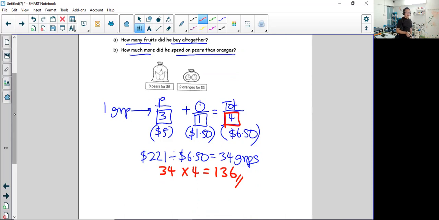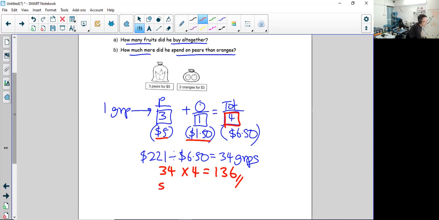See? So once you get how many groups, which is the purpose of the grouping method, you can actually use the number of groups to solve anything, whatever the question asks you to solve. Like for example, part B, how much more did he spend on pears than oranges? Then you go back to one group and look for the same kind. So you go back to one group and what do you see? Can you find how much more he spent on the pears than the oranges? So you always go back to one group and look for the same kind of things that the question asks you to find.